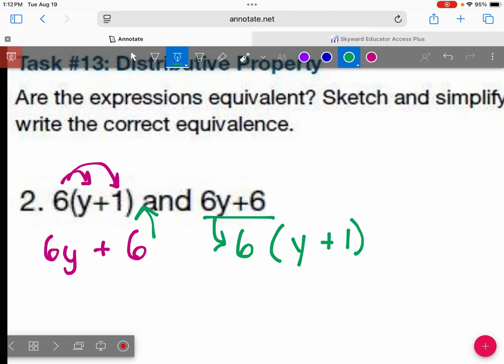Let's look at 3. And that'll be the last one that we do, because I want to pass it down. What do we think? Are these two statements, x times x plus 4 and x squared plus 4, equivalent?